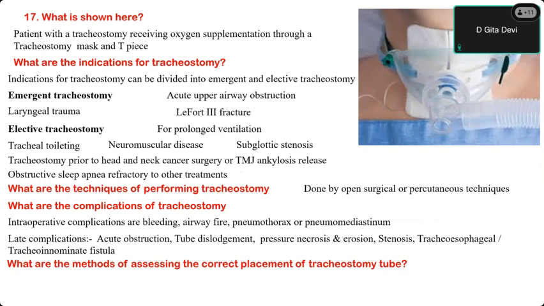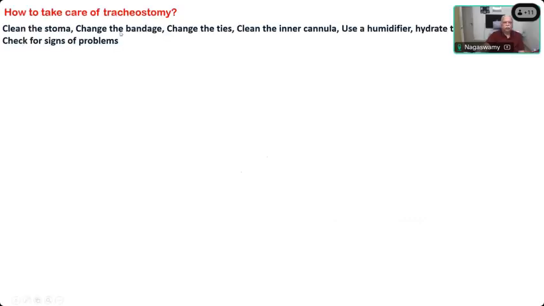How to take care of tracheostomy? It's intermittent suction to clear the tube. Periodically, clean the stoma, change the bandage, change the ties, clean the inner cannula, use a humidifier, hydrate the patient, check for signs of problems like obstruction or dislodgement.